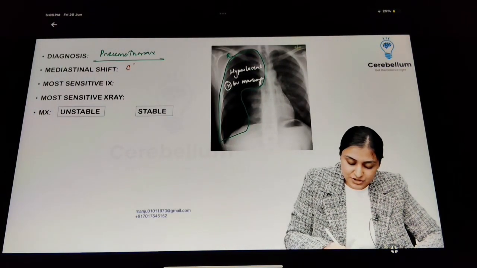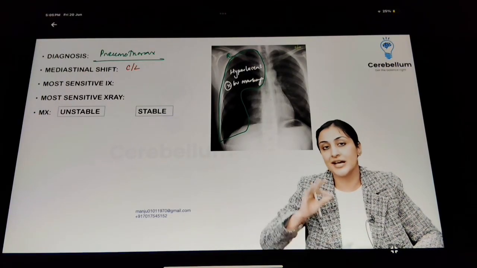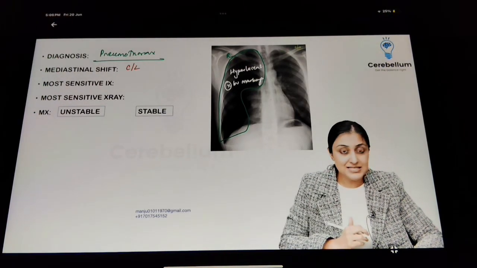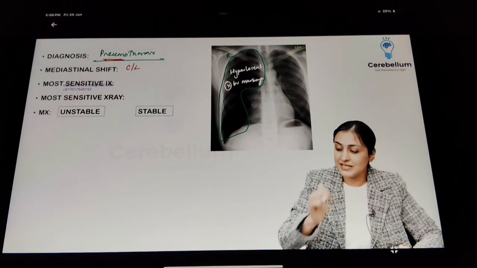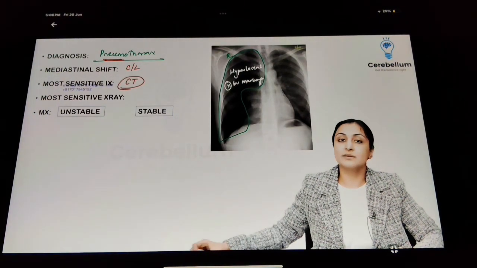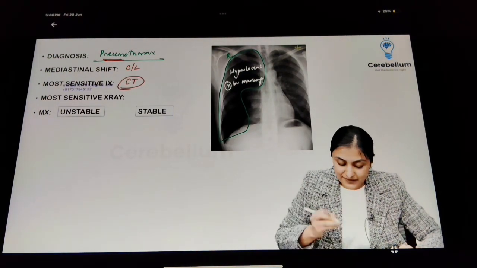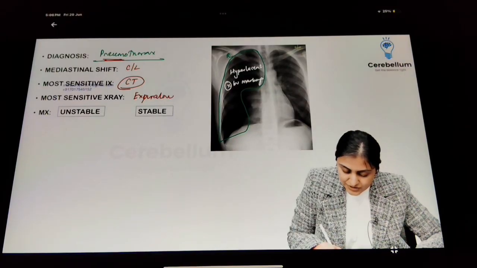What will be the mediastinal shift? Again, it will push the mediastinum to the opposite side, contralateral shift. Most sensitive investigation: anytime you want to see fluid, it's going to be ultrasound. Anytime you want to see air, it is going to be a CT. So CT is the most sensitive investigation here. The most sensitive X-ray, remember, for a pneumothorax is an expiratory chest X-ray.